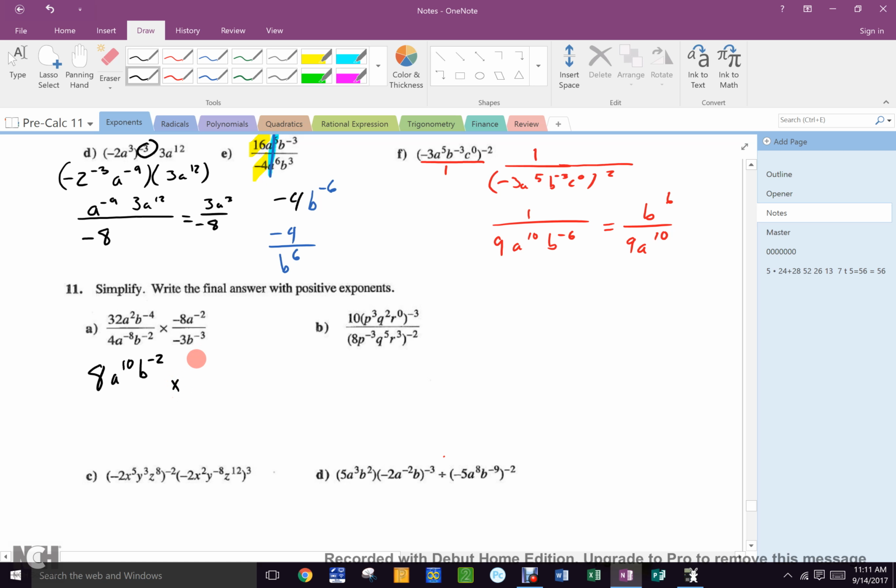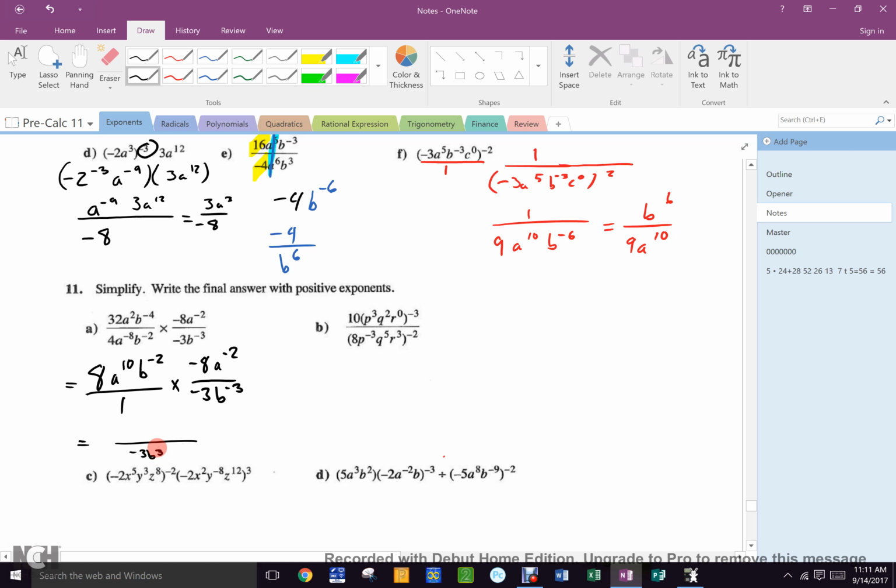Times negative 8, a to the negative 2, negative 3, b to the negative 3. What's the denominator over here? 1. So this stays the same. My whole denominator is negative 3b cubed. Up top, what's 8 times negative 8? Negative 64.